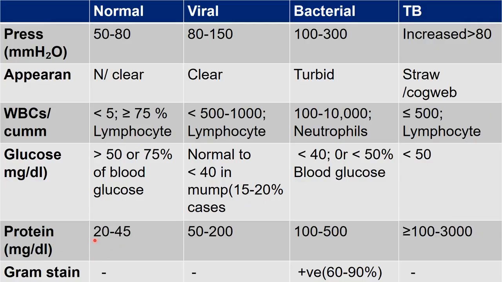Protein 20 to 45 milligram per deciliter is normal. In viral 50 to 200, bacterial 100 to 500, and in tuberculosis it is more than 100 or even can be up to 3000 milligram per deciliter. The protein level is very high. And if you do a gram stain, you get positive microorganisms in 60 to 90% of cases of bacterial meningitis.